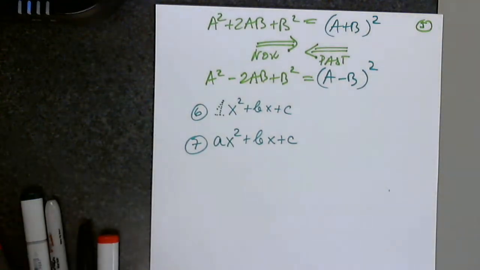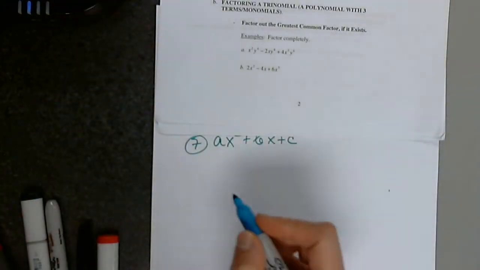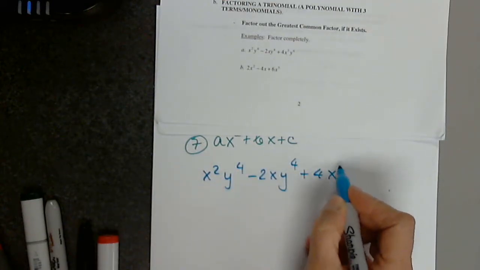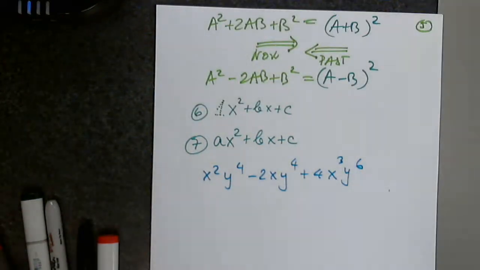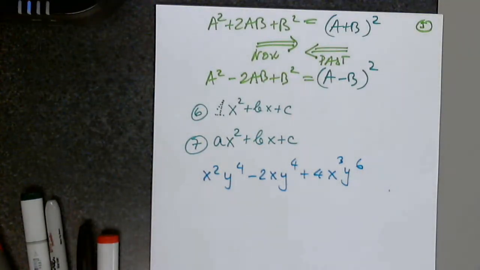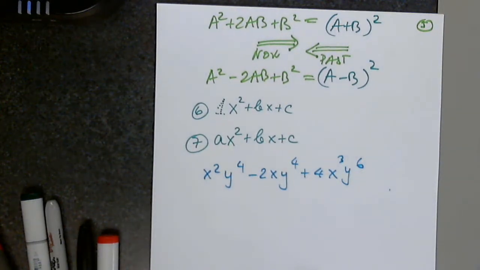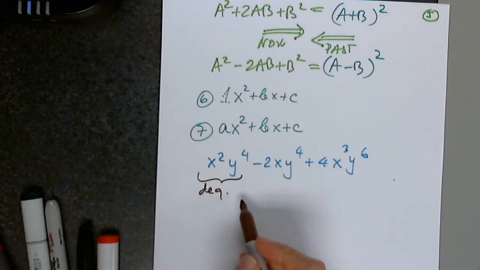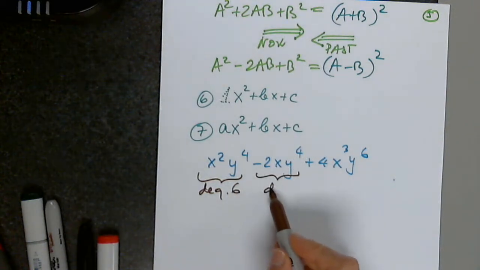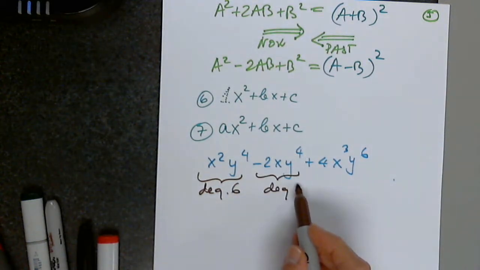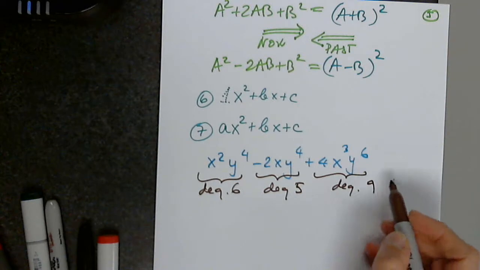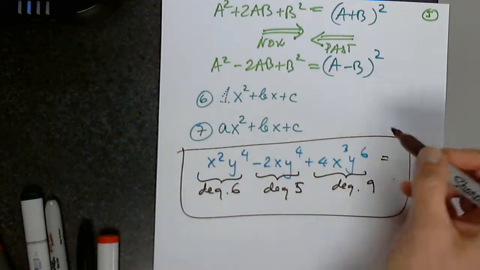Okay, so let's start with the first 2 here, in which I have x squared y to the 4th minus 2xy to the 4th plus 4x cubed y to the 6th. I'm asking myself, what is it? And the answer is, it's a trinomial this time. I'm asking myself about the degree and if it's in descending order. So degree of this is, very good. Degree of this is 9. So what is the degree of the entire thing, the entire polynomial?